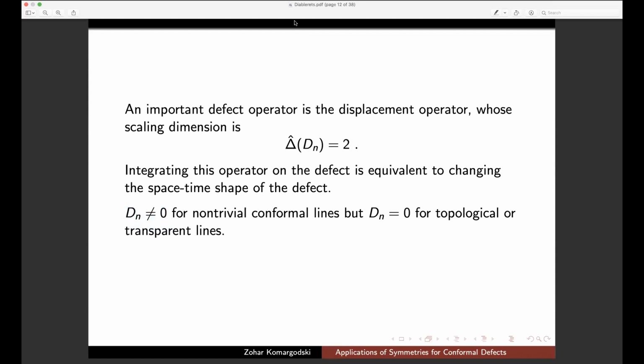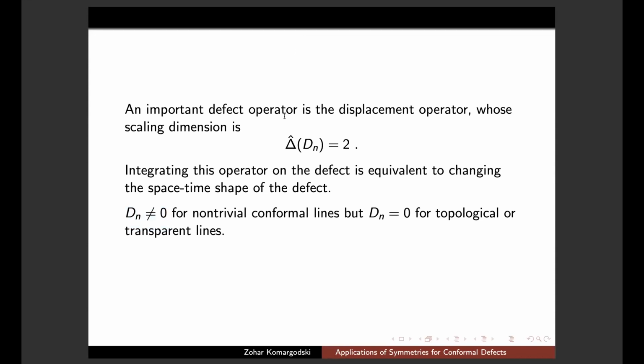Is there any constraint on delta hat? Delta hat is the scaling dimension of the defect operator under SL(2,R). And for the displacement operator, it has to be exactly 2. No, I mean in general for any defect operator.